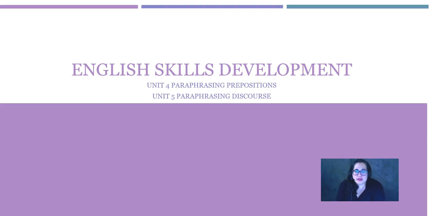For this video, we're still on the English Skills Development book, and we're going to quickly review Unit 4 and 5, Paraphrasing Prepositions and Paraphrasing Discourse. We already touched a little bit on paraphrasing prepositions in a previous video that I offered, and we looked at what it meant to unpack a preposition and unpack a word and how a word can possibly have different meanings or take you in a different direction in terms of the conversation. And now we're going to get into it a little bit deeper.